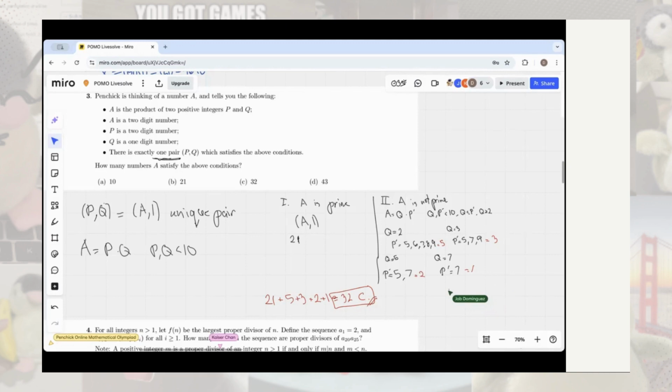What makes a valid P prime for Q? It's stated here that P prime must be less than 10. Why is that? Going back to our conditions, if we want A and 1 to be a unique pair, we need both P and Q to be less than 10. Does that answer your question?